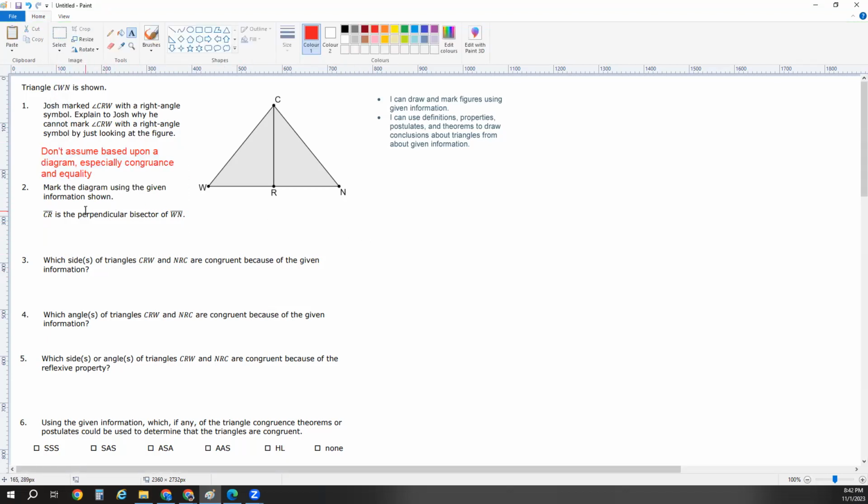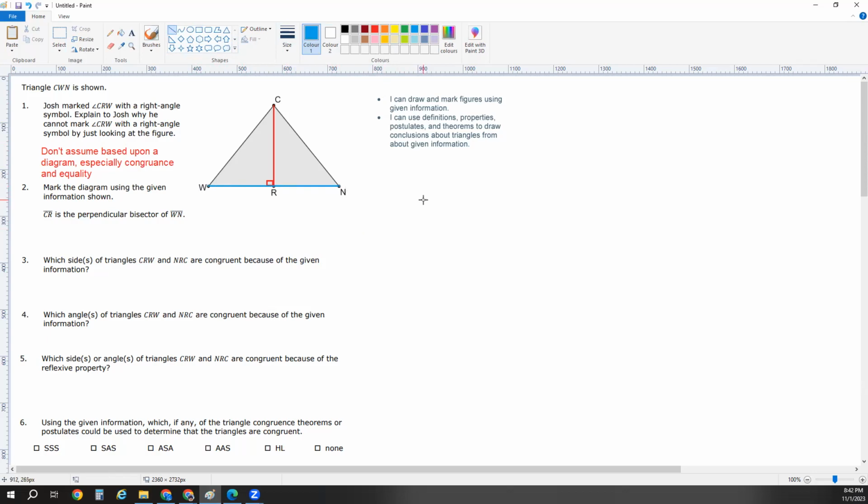All right, so now we're going to mark the diagram given the information. It's going to say line segment CR here is a perpendicular bisector of line WN. So what does a perpendicular bisector mean? Well, perpendicular means that it is in fact a right angle, that it is perpendicular to line WN. And what does a bisector mean? Well, to bisect something means to split it in half perfectly.